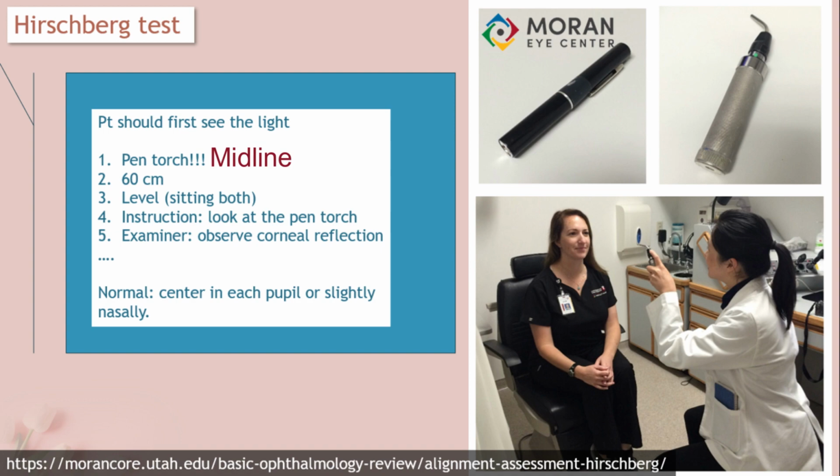So again, to summarize, we have the Hirschberg test, which is one of the corneal light reflection tests. In strabismus we have another corneal light reflection test, called Krimsky. Some of you may be interested in Krimsky, and we will discuss this in the strabismus classes. Anyway, the Hirschberg test is very easy. It needs only a pen torch, and it needs only the patient to fixate on the light, okay?